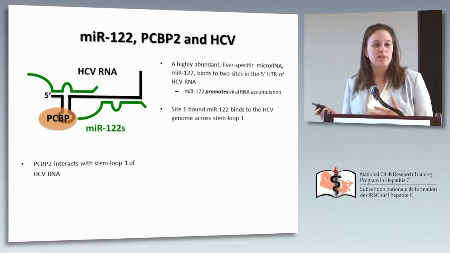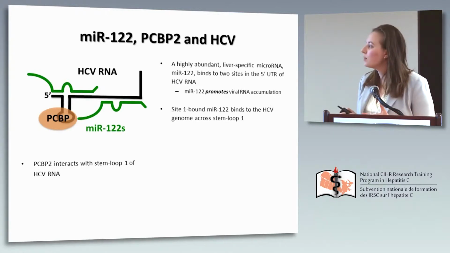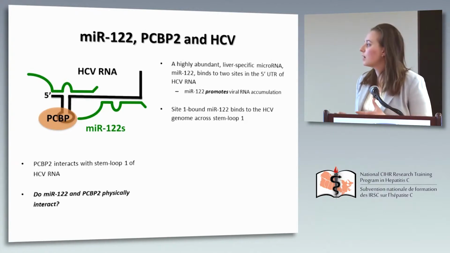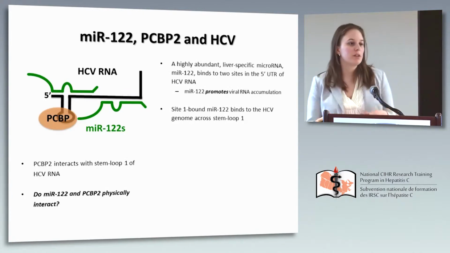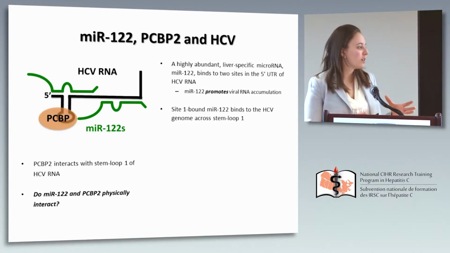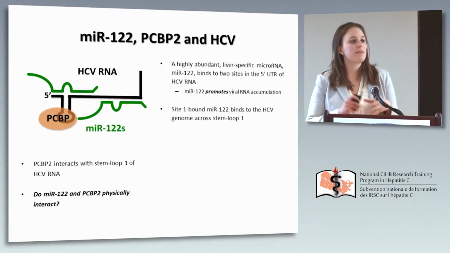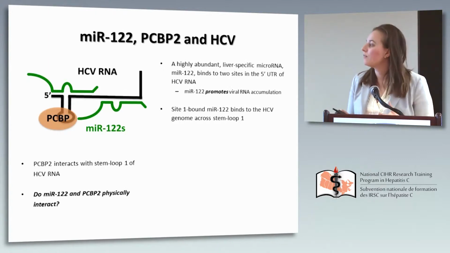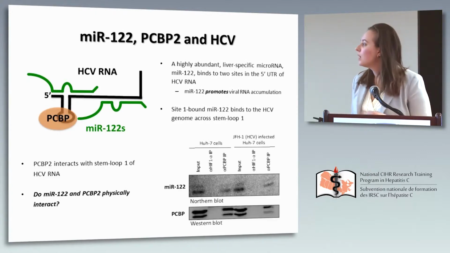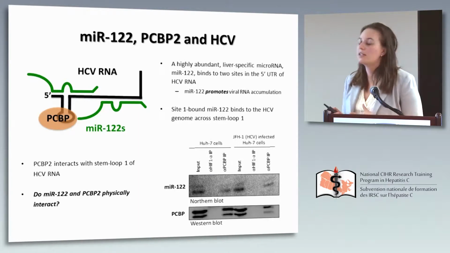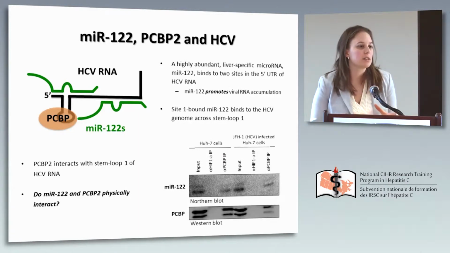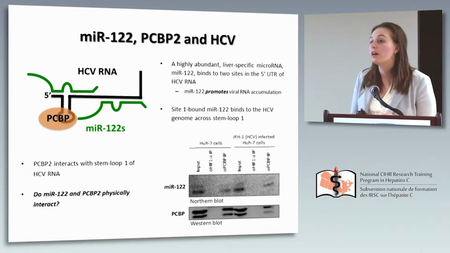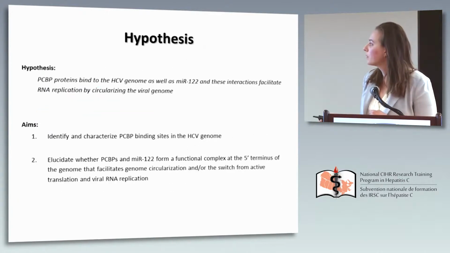So the proximity of these microRNAs to this poly-RC binding protein actually prompted me to think about whether maybe miR-122 and poly-RC binding protein 2 are physically interacting, and if they're helping each other to mediate this effect on viral RNA accumulation. And when I did some IPs, I found that microRNA 122 indeed interacted physically with poly-RC binding protein 2, both in infected and uninfected liver cells.